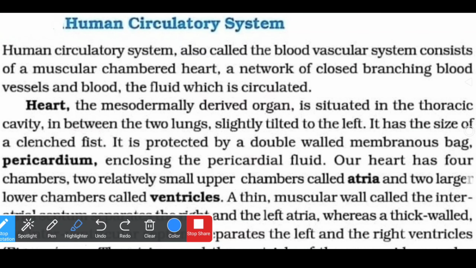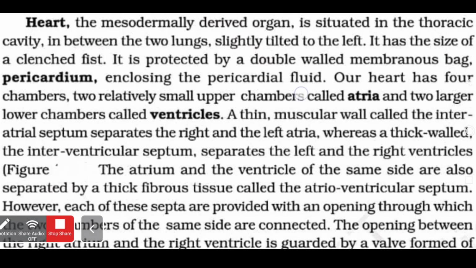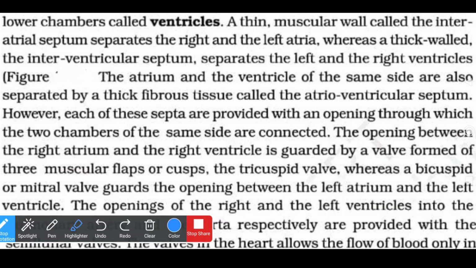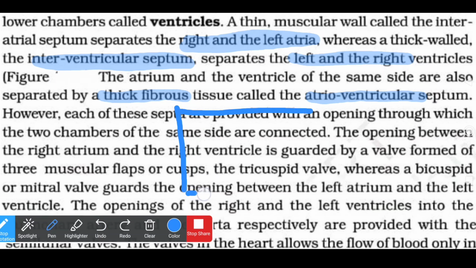Now, a thin muscular wall called the interatrial septum separates the right and the left atria, whereas a thick walled interventricular septum is also present, which separates the left and the right ventricles. The atrium and the ventricle of the same side are also separated by a thick fibrous tissue called the atrioventricular septum.